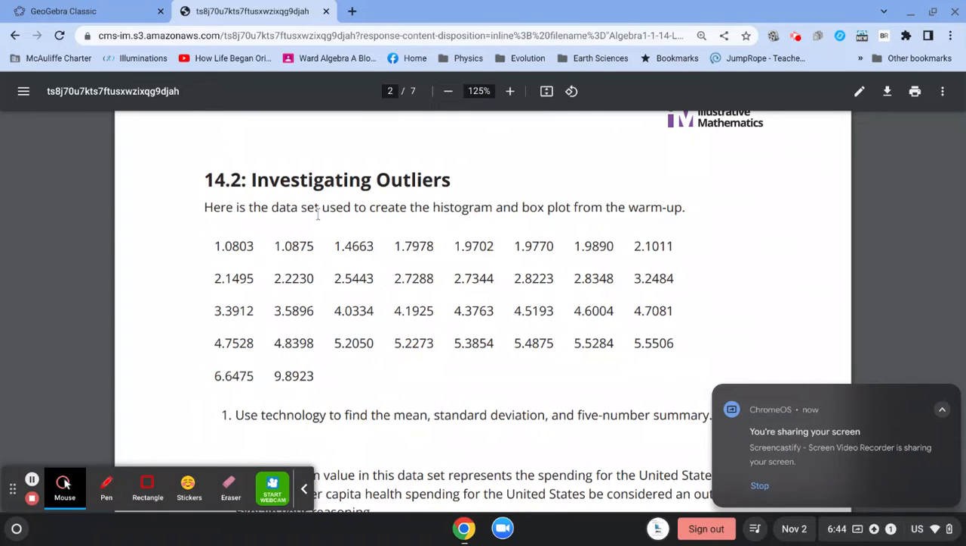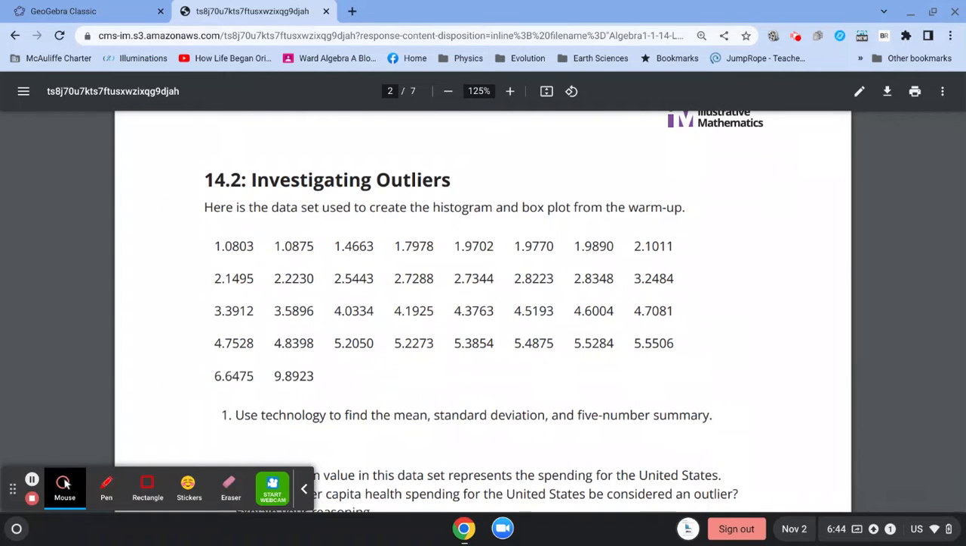Hi, this is Mr. Ward, and I'm going to talk to you briefly about 14.2 and 14.3 and investigating outliers. So, you've been given this data, and it says use technology to find the mean, standard deviation, and the 5-number summary. Okay. The mean and the standard deviation we've talked about a lot.